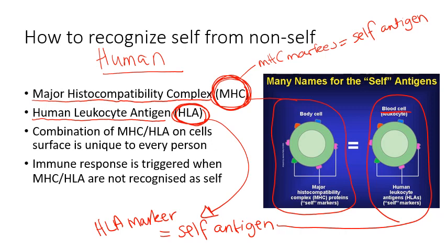So as we were saying before, you've got hundreds if not thousands of antigens on the surface of your cells, and the combination of those antigens is unique to every person. So that makes sense that the combination of MHC and HLA markers on the surface of every cell will be unique to every person. No one is going to have the same combination as you.